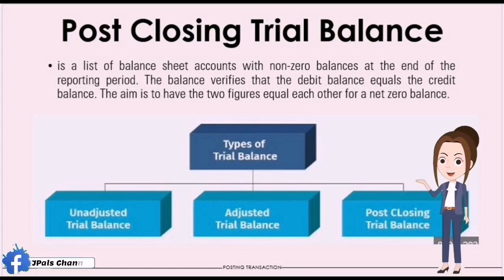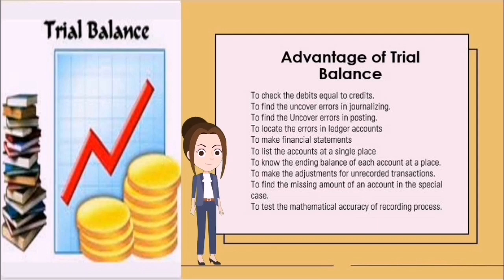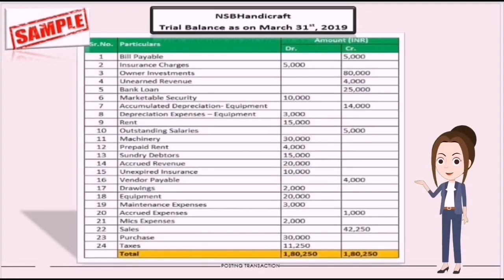Types of trial balance: unadjusted trial balance, adjusted trial balance, post-closing trial balance. Advantages of trial balance: to check that debits equal credits, to uncover errors in journalizing, to uncover errors in posting, to locate errors in ledger accounts, to make financial statements, to list the accounts in a single place, to know the ending balance of each account, to make adjustments for unrecorded transactions, to find the missing amount of an account in special cases, to test the mathematical accuracy of the recording process. A sample of a trial balance is shown below.